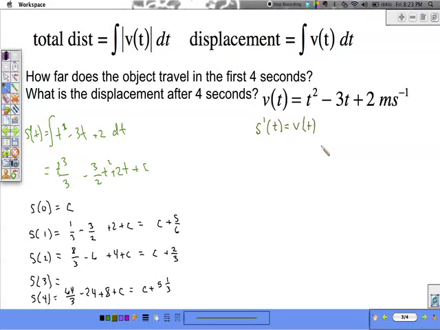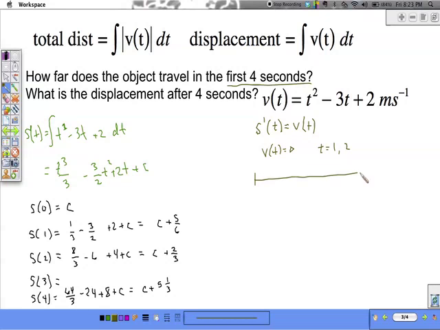Let's look at how this particle is moving. I can stop at 4 because I only care about the first 4 seconds. But let's look at a sign diagram for the velocity. Let's set v of t equal to 0. And what we find is that we have critical values at t equals 1, 2. You should be able to get that by factoring.